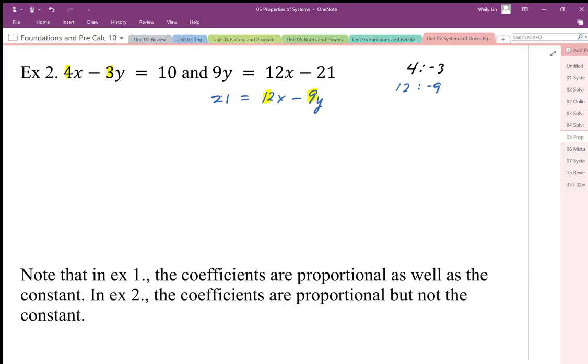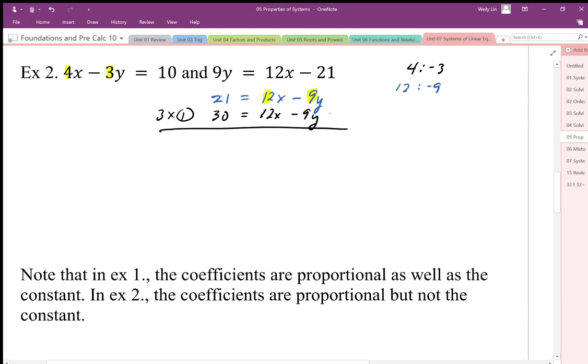So let's take a look at what this solution looks like when we actually solve it. So I'm going to take equation 1, and I'm going to times it by 3, and so I'm going to end up with 30 is equal to 12x minus 9y. Subtract these when we solve it, we end up with -9 is equal to 0. Well, -9 is never equal to 0, so there's no solutions here.